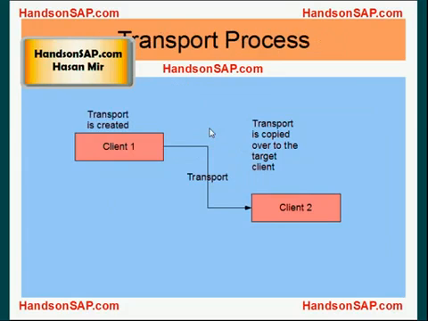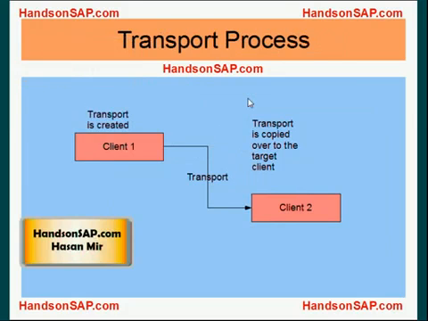Okay, now this is how the transport process looks. This is client 1 and this is client 2. So this is the source client and this is the target client. A transport is going to be created in client 1 by consultants. Each consultant would be creating transports of their own setup area. Bottom line is that the transport will be created at client 1. Now the transport is basically copied over to client 2 so that the same changes happen in client 2 as well.